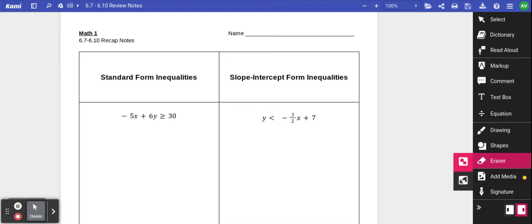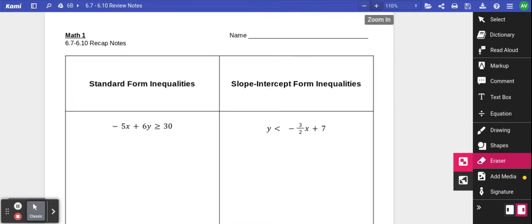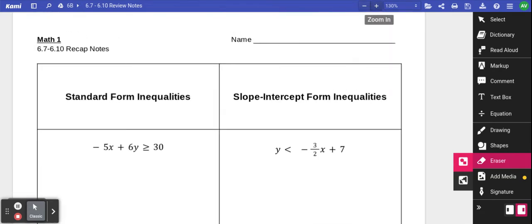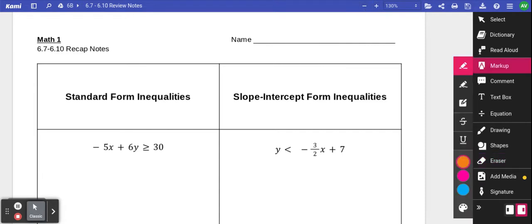Hi everybody. So in today's video, we are going to be going over some review notes about the two types of graphing of inequalities that we've been learning about so far in this unit. The first type of equation that we've been studying is what's called standard form inequalities.